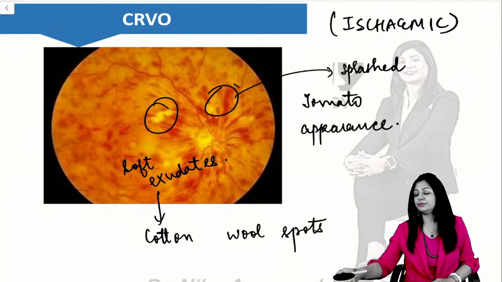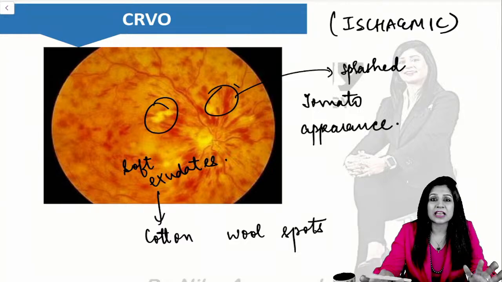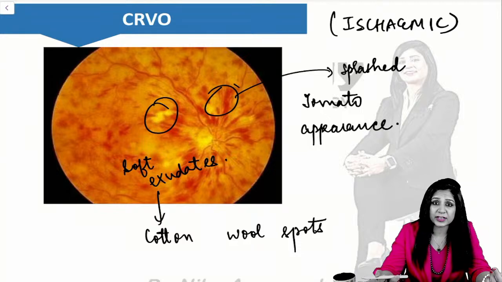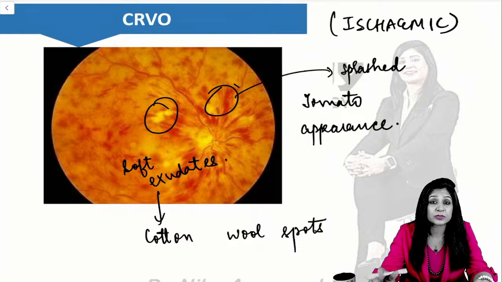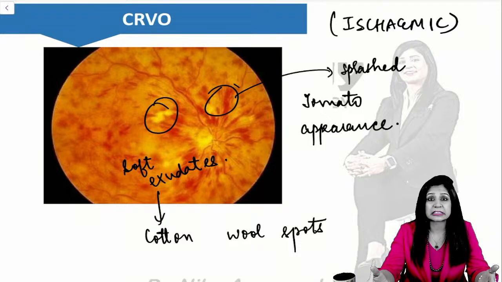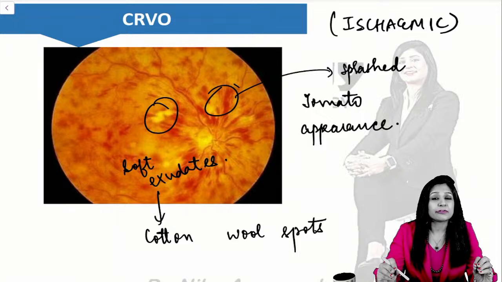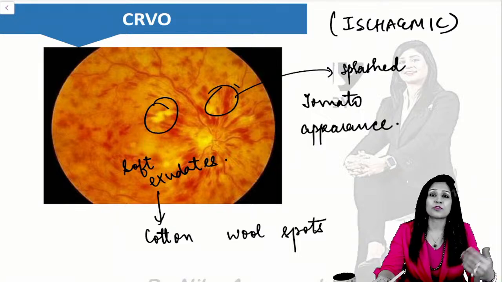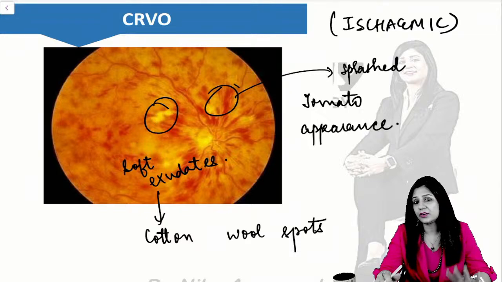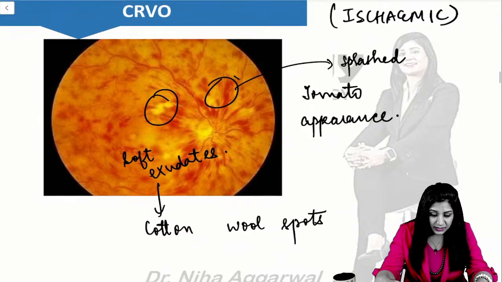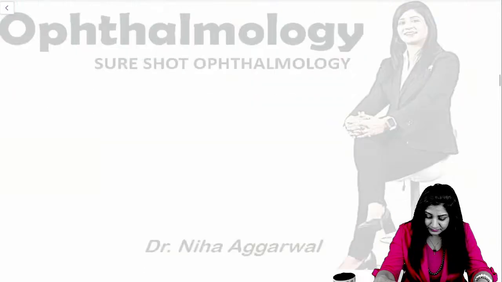So the picture of CRO and CRVO are very, very different. One has a cherry red spot, one has a tomato splash appearance. Both will come with a sudden and painless diminution of vision. So they will definitely give you the fundus finding in the form of a picture, in the form of theory, and you can recognize it. Right, guys? Yes, so many tomatoes there.